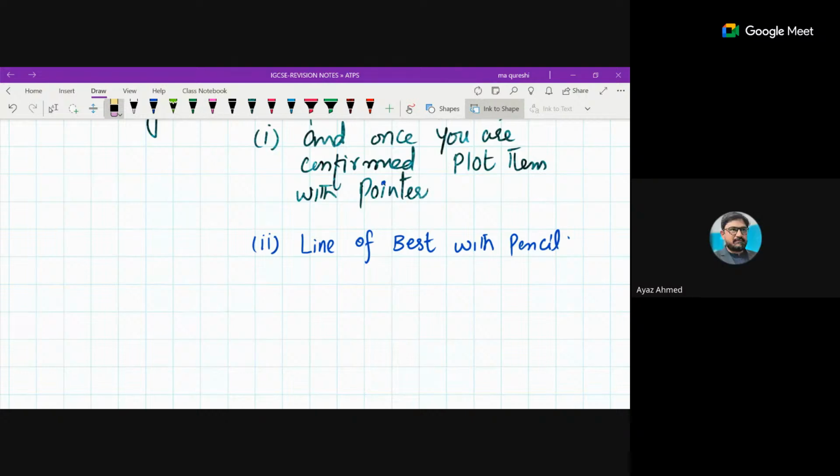So finally, what do you do? When you are done with the line of best fit, when you are confirmed that this is the line of best fit, just draw it with pointer or ball pen, whatever is allowed to you.